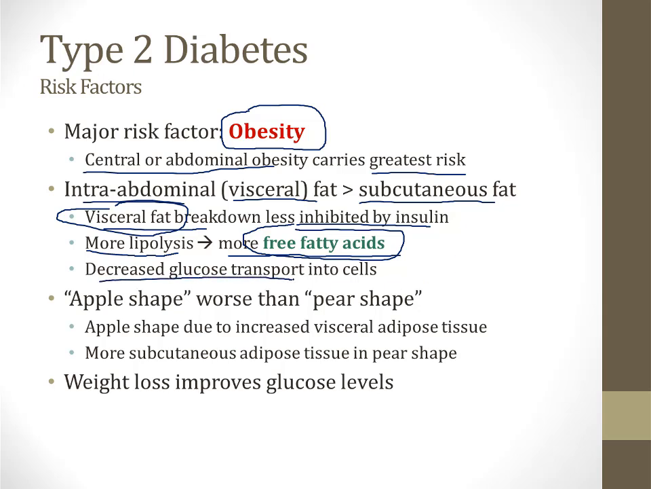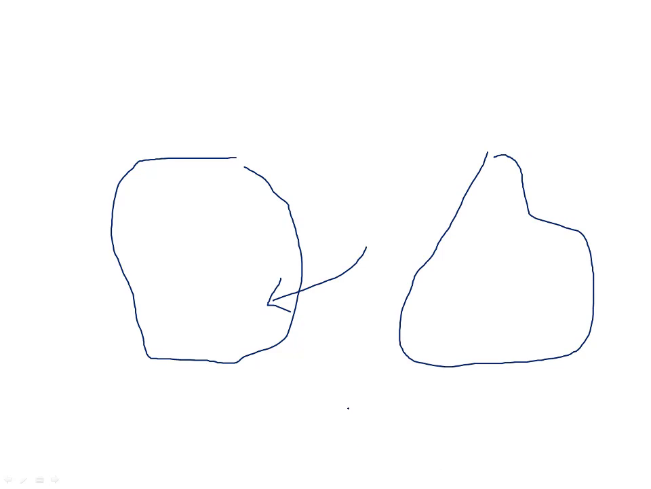Another thing you should know about risk of diabetes is that the apple shape is worse than the pear shape. People with an apple shape tend to look like this. Lots of their fat is in their abdomen in the middle. People with a pear shape tend to look like this. They carry lots of their fat in the subcutaneous tissue around their hips.